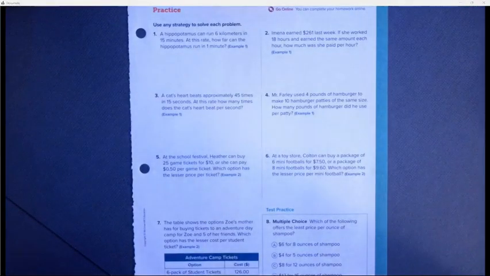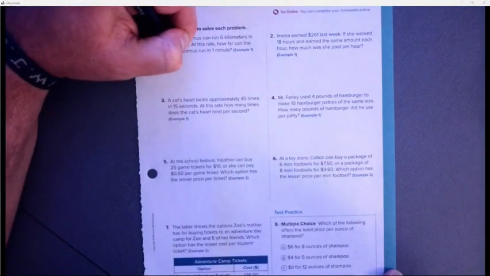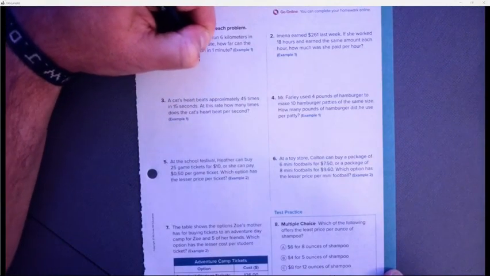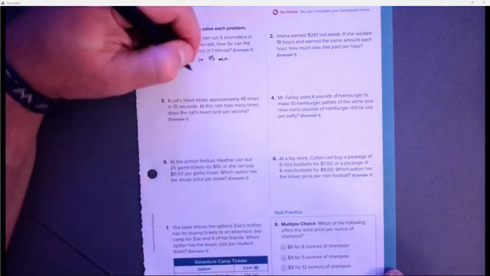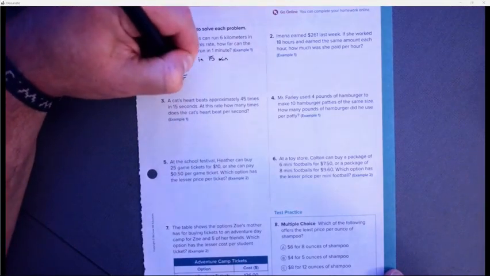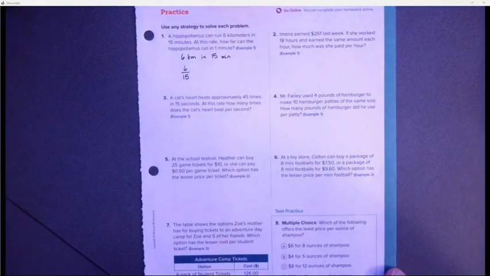Now let's work a couple of problems together on page 71. Number 1 states a hippopotamus can run 6 kilometers in 15 minutes. At this rate, how far can the hippopotamus run in 1 minute? Similar to our per, if we see in between two quantities, it's going to tell us to divide. So in this case, we see 6 kilometers in 15 minutes. This is telling us 6 in 15, which is similar to a fraction, so 6 divided by 15.